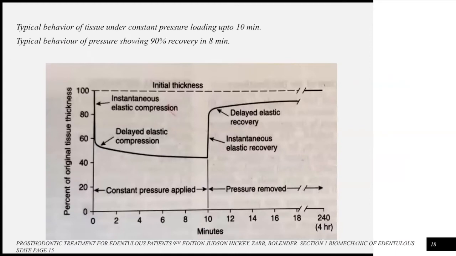Clyde and his associates described the viscoelastic character of the denture supporting tissues. Here, there is an initial elastic compression of the soft tissue instantly on application of a load. And then there's a delayed elastic compression of tissue that takes place slowly as the duration of the load is extended. When the load is removed, an instant elastic decompression occurs, followed by a continued elastic recovery.